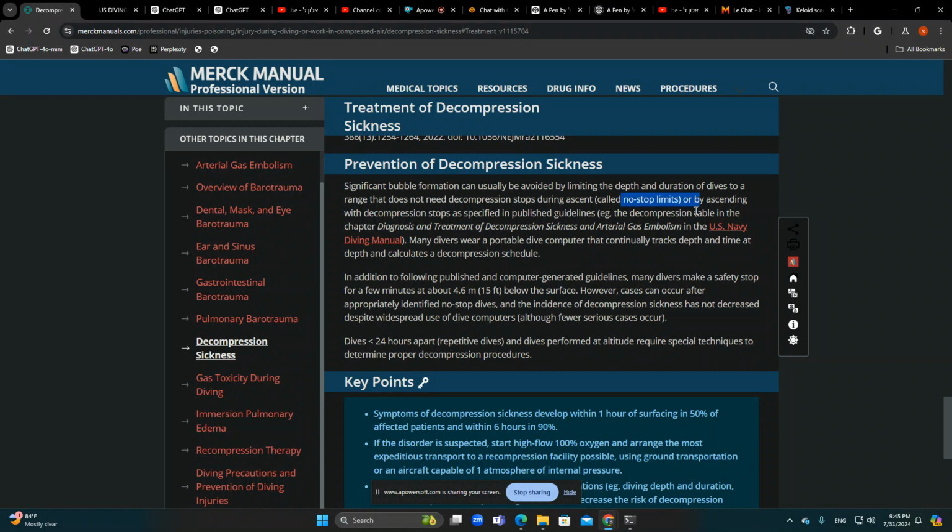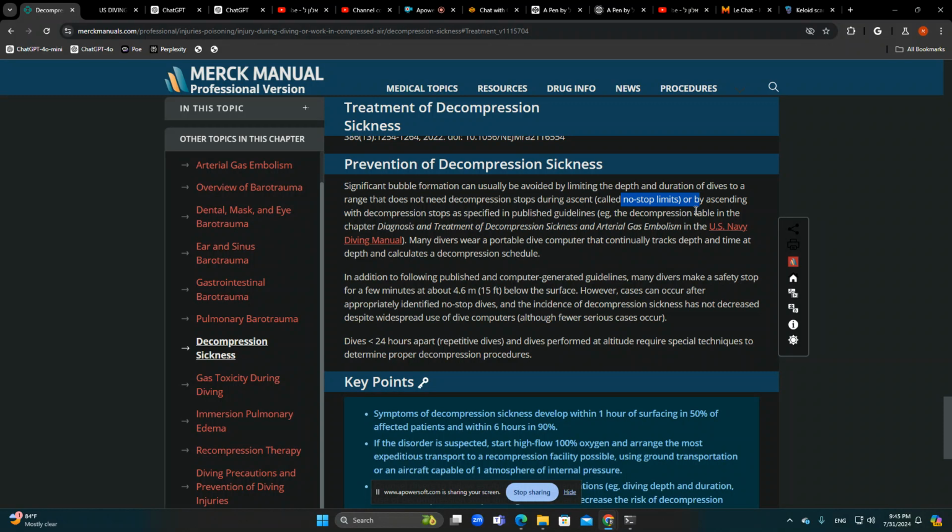There is something called the no-stop limit, so if you are diving very briefly, not to a great depth, there are tables for each depth, how much time. Of course, as you dive more deeply, the time you can stay there without needing decompression stops is reduced. There are tables, and even computers that calculate it, that tell you how much time, where and when you should do the stops and for how long to decompress.